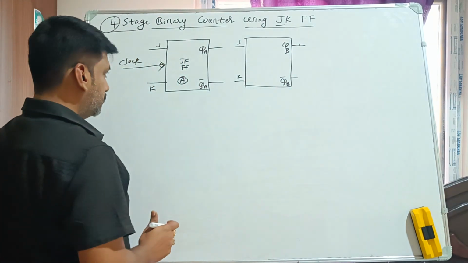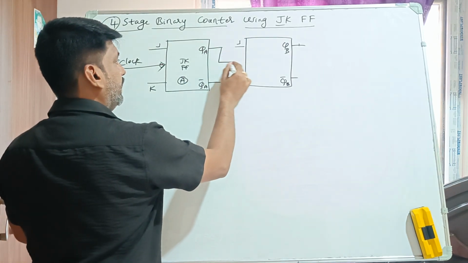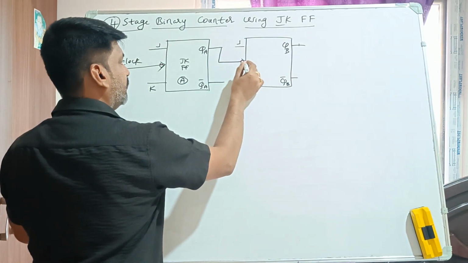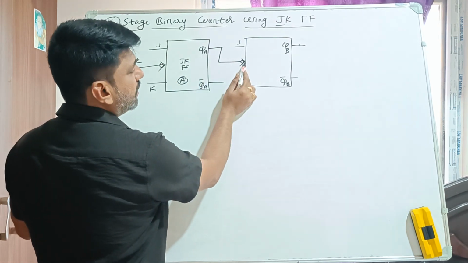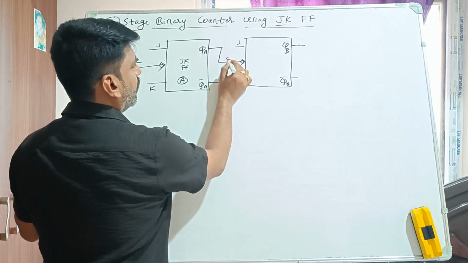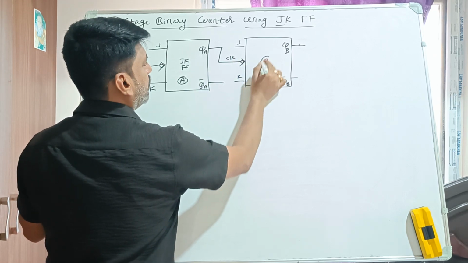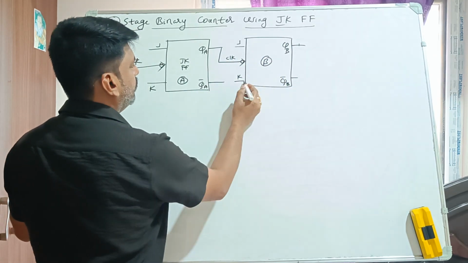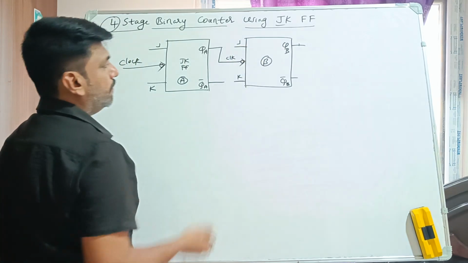So now this QA will be given to the next stage as a clock. The output of the first flip-flop A is given as a clock to the next stage. So it is flip-flop number B, right? I will speak about the condition of J and K later, right?